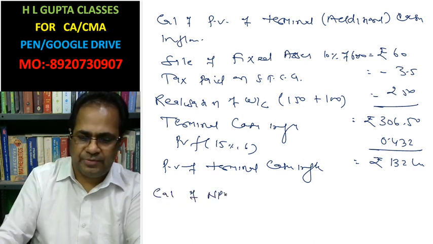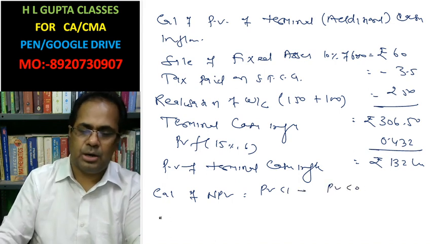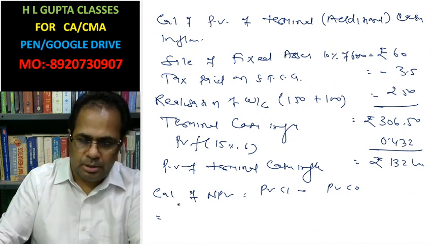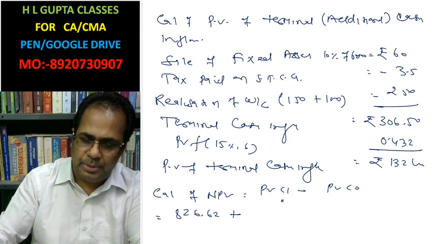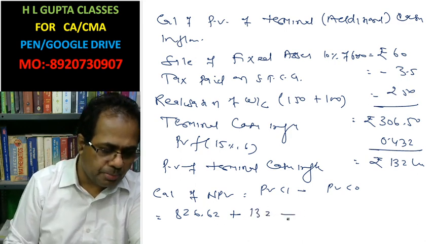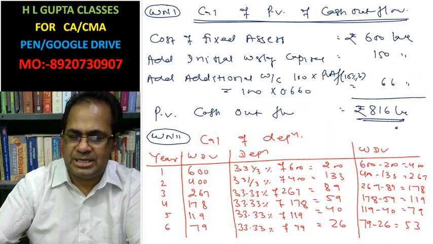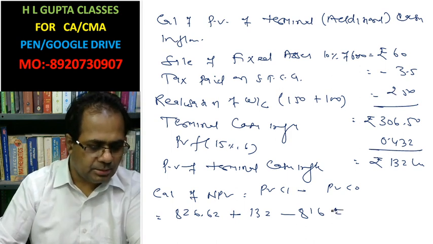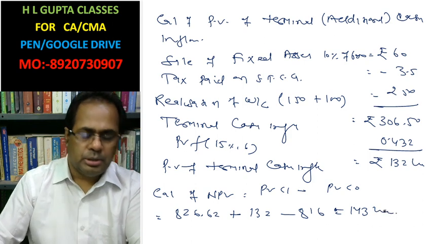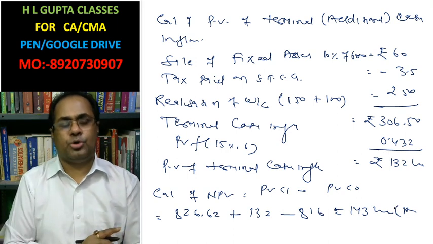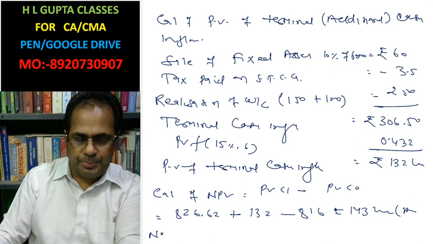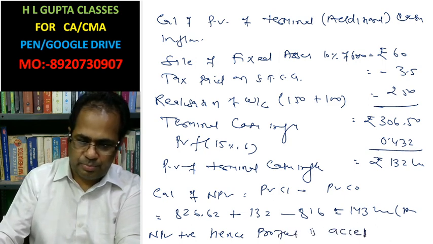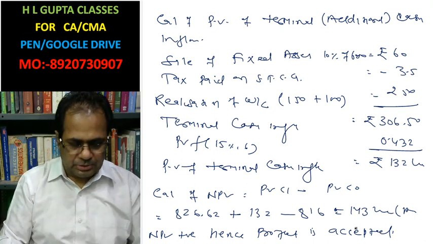Now calculation of net present value, which equals present value of cash inflow minus present value of cash outflow. Operating cash inflow 826.62 lakh plus terminal cash inflow 132 lakh minus present value of cash outflow 816 lakh, that is approximately 143 lakh. Since net present value is positive, the project is accepted. Okay. Thank you, class.